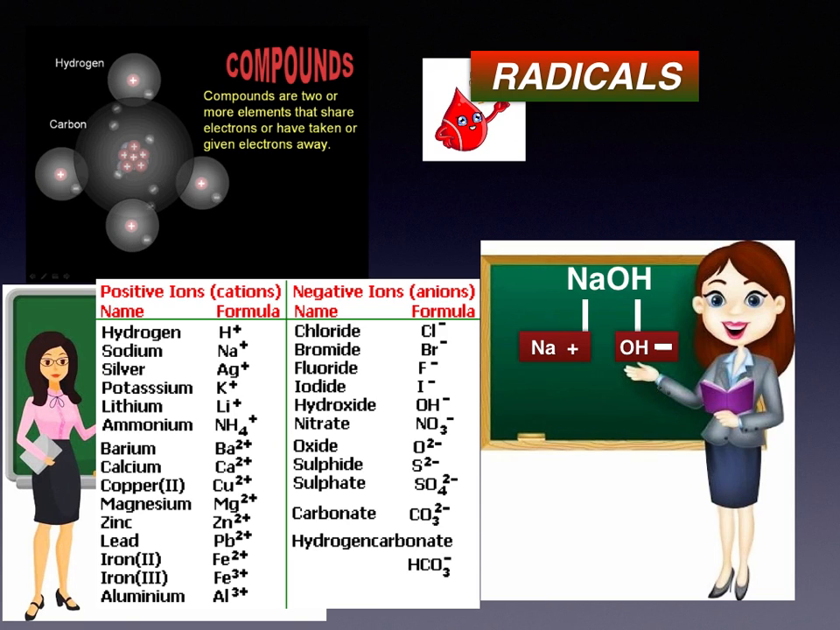Now you can see in the table positive ions and negative ions, that is hydrogen H plus, sodium Na plus, zinc 2 plus, that is it loses 2 electrons, and so on. And among the anions you can see chloride, bromide, fluoride, etc. So now you have understood what radicals are. Radicals are actually the charged species, that is cation and anion.